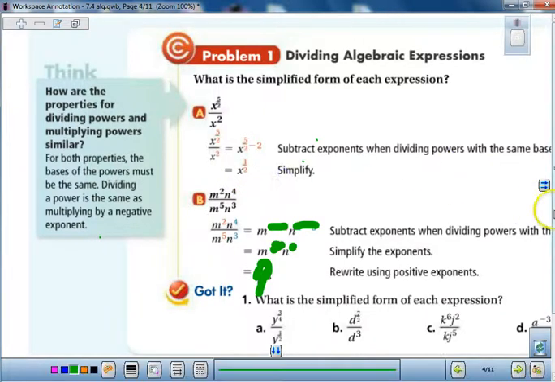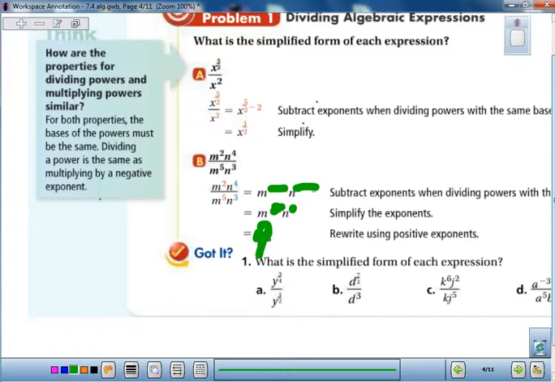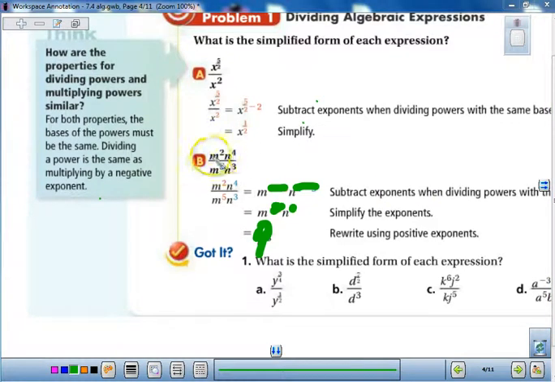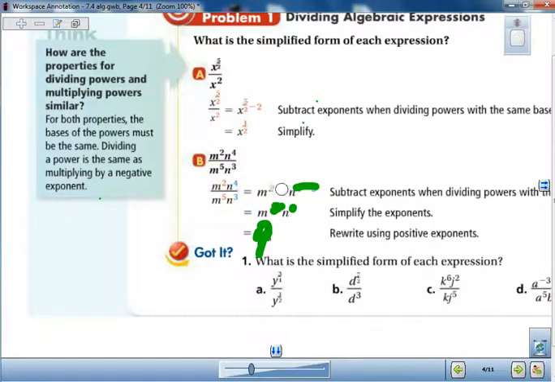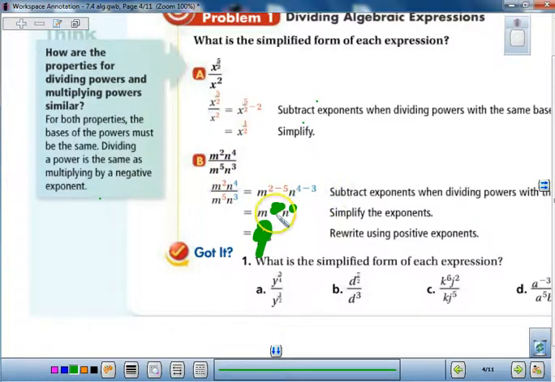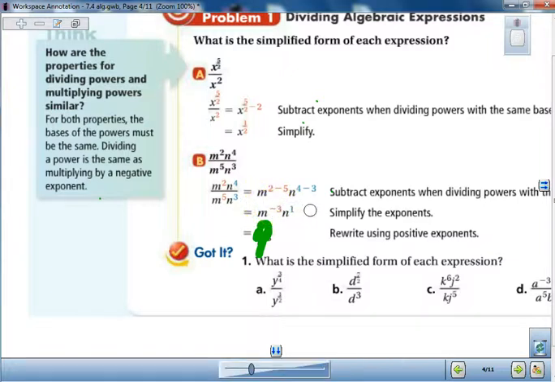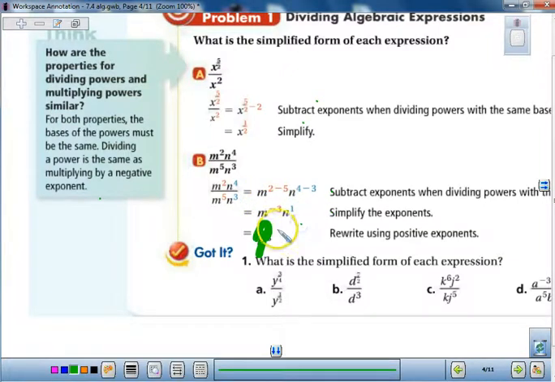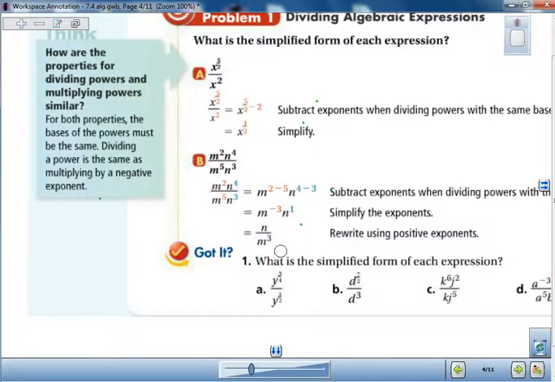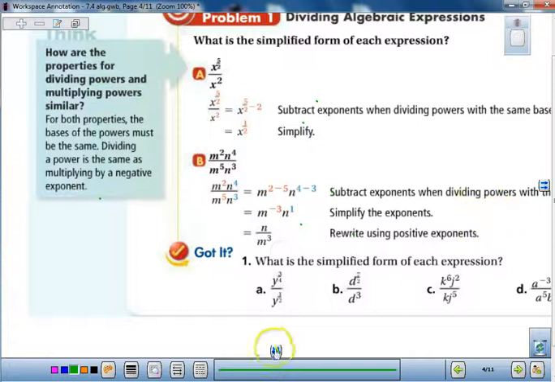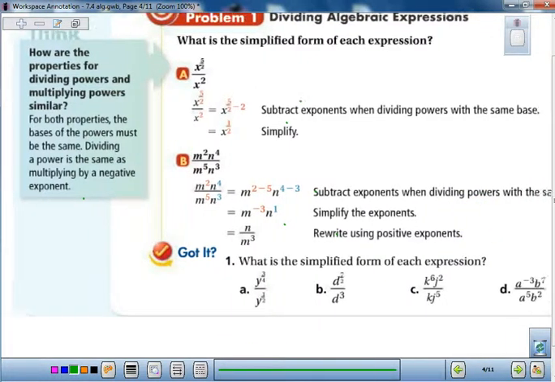When we do problem B, we want to make sure that for m to the 2nd and m to the 5th we use the same base, the m's, and then our n's. So as we do that, 2 minus 5 and 4 minus 3. We're going to subtract our exponents. As we do that, we have m to the negative 3 and n to the 1. And our solution, with no negative exponents, will be n to the 1st over m to the 3rd.